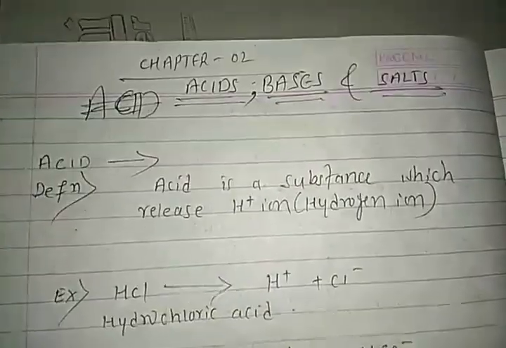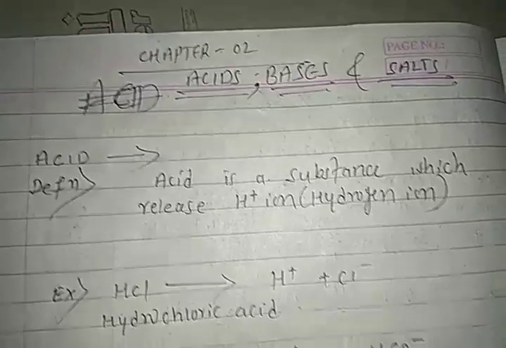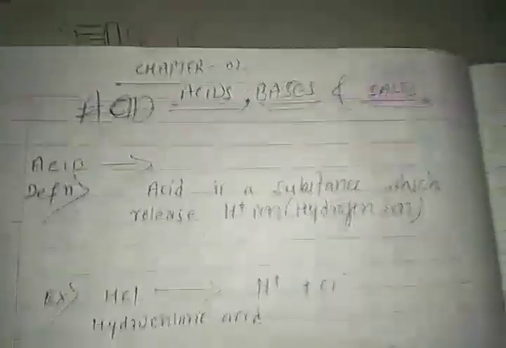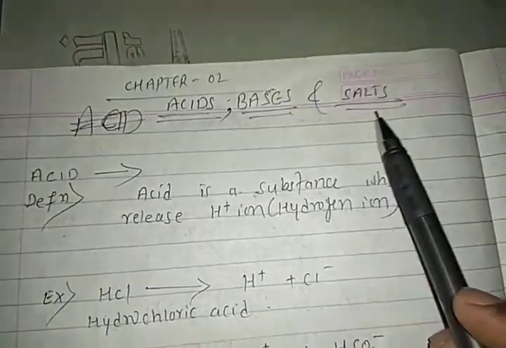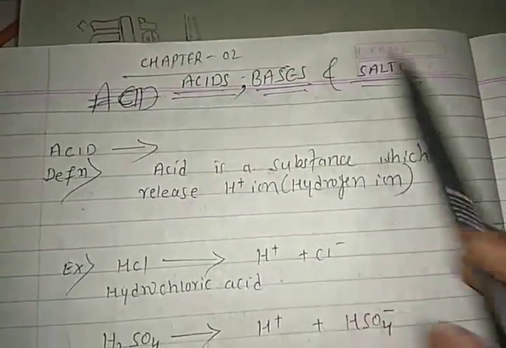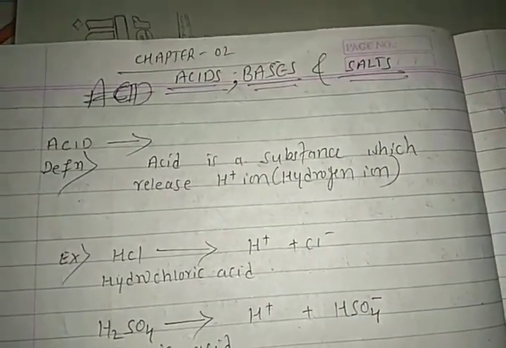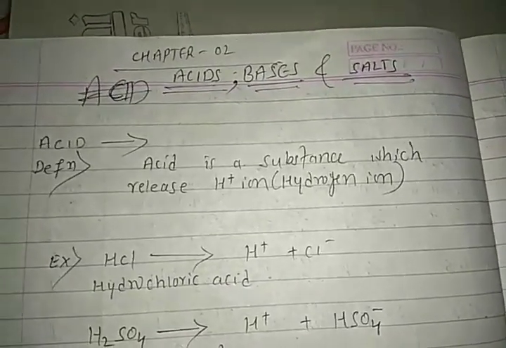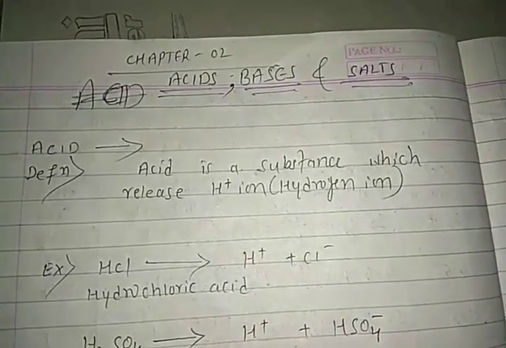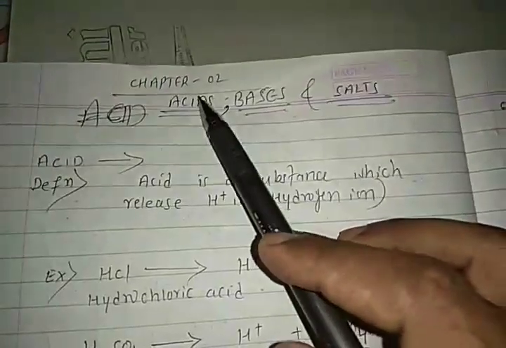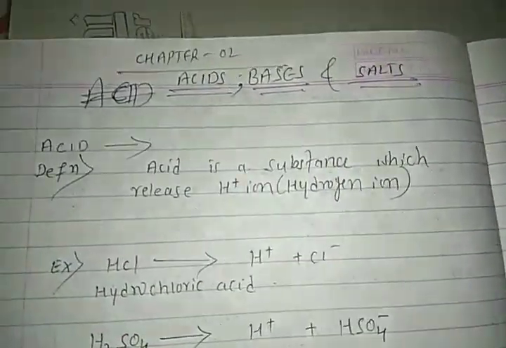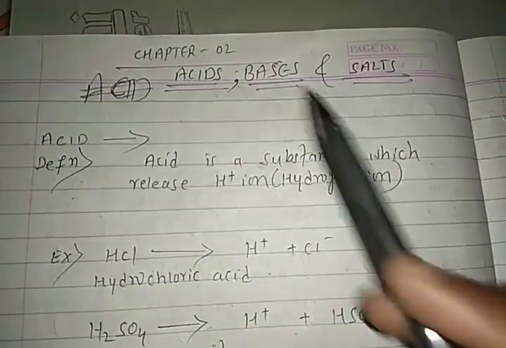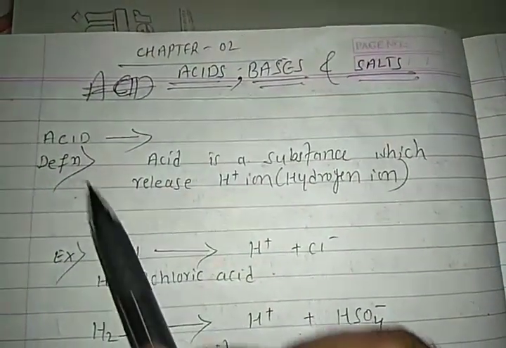Hello, good morning, students. Today we are discussing the new chapter, chapter number 2, acids, bases, and salts. Let's discuss the first topic, acids. First, we are discussing acids, their types and their properties. Let's see the acid, students.